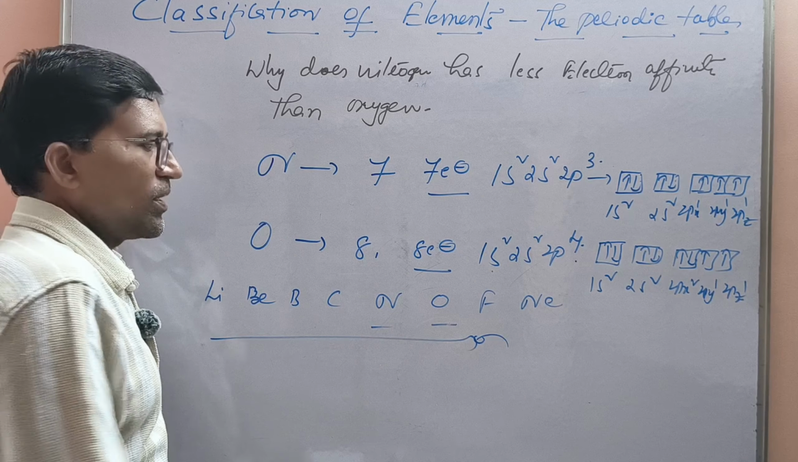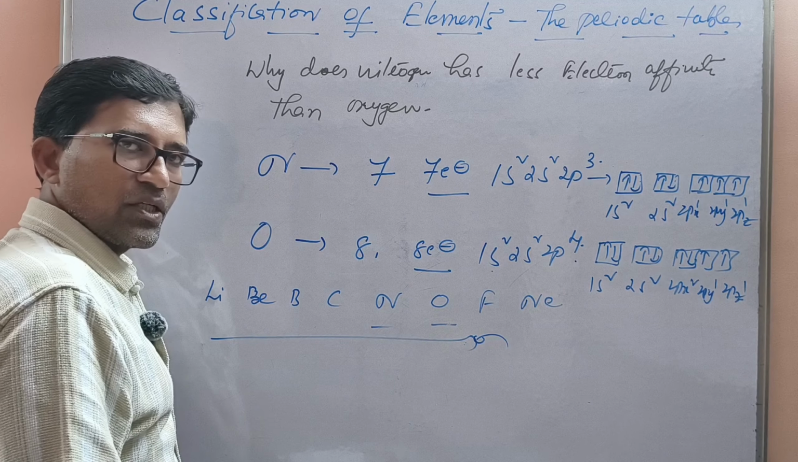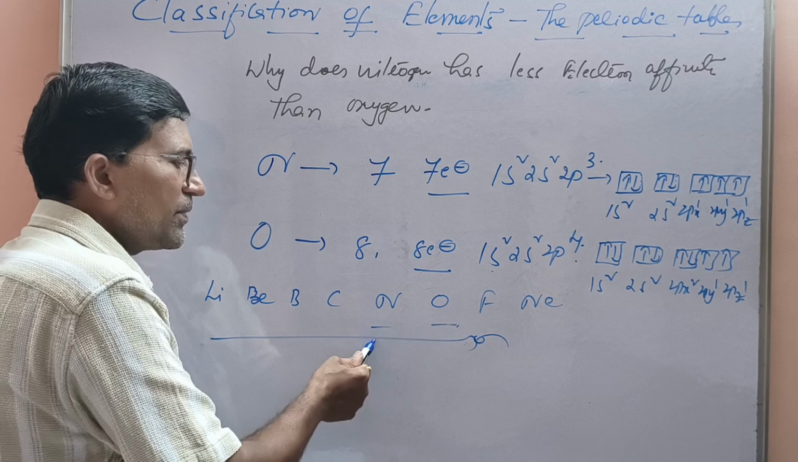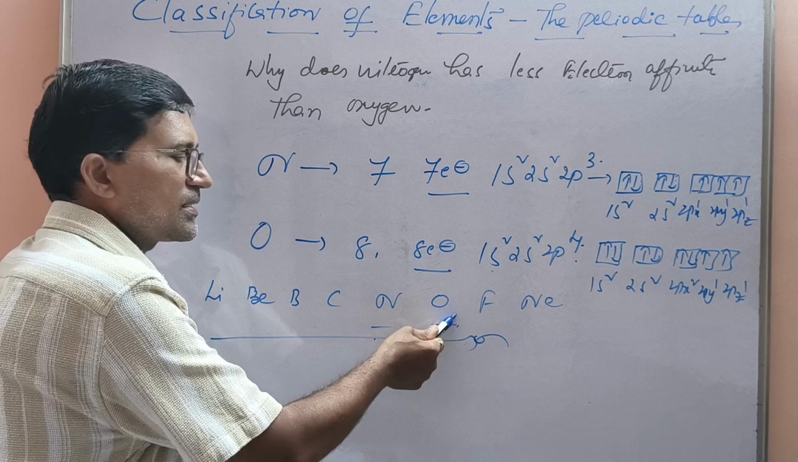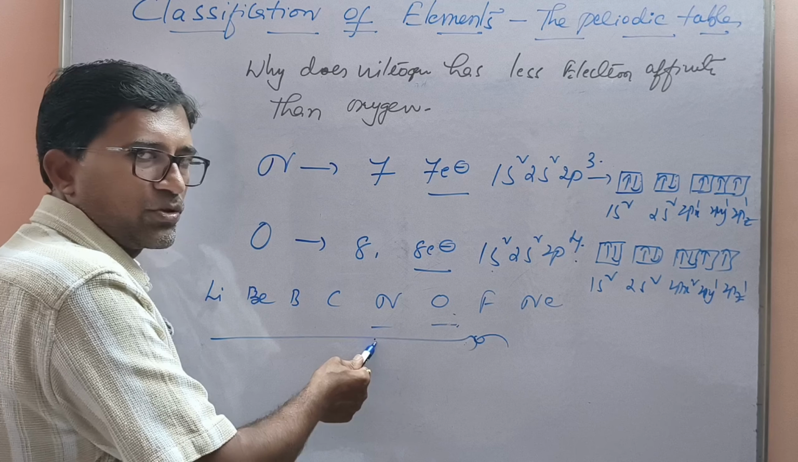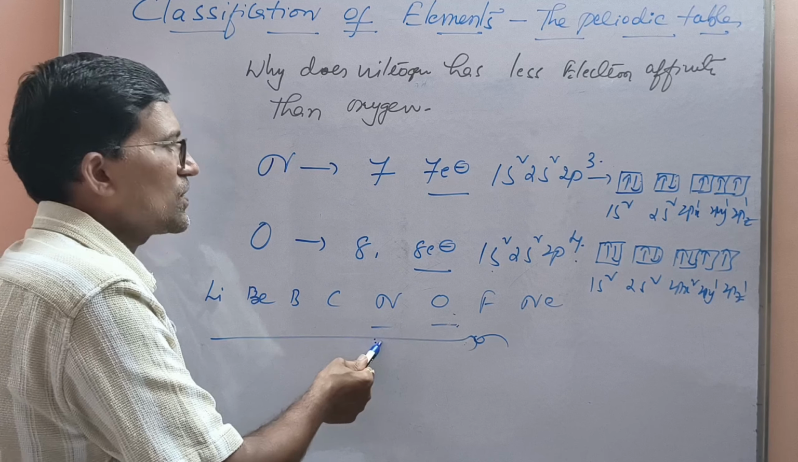Is it clear? So the electron affinity value is more for oxygen compared with nitrogen as size is affected here. Oxygen has a smaller atomic radius compared with nitrogen. Hence, electron affinity values are more for oxygen compared with nitrogen. So as we move from left to right, electron affinity values increase, and electronegativity values are also increasing. Remember that in the case of periods.